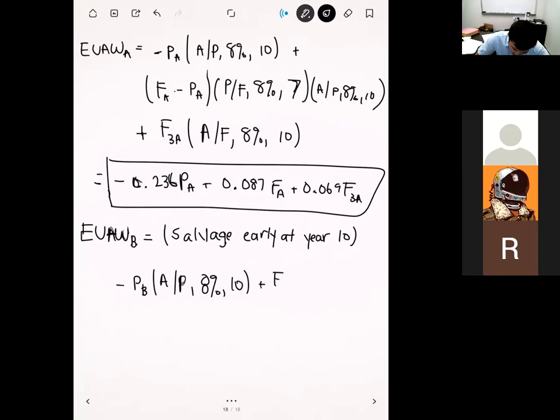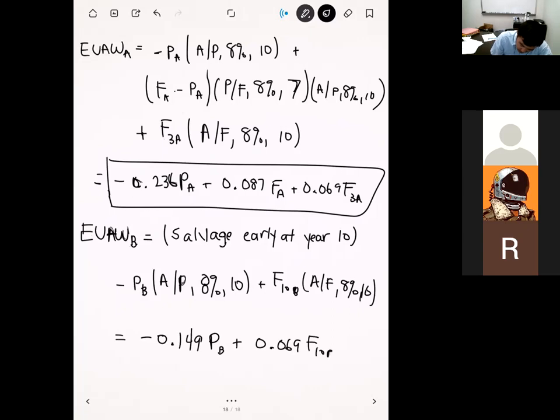Plus, we have an unknown salvage value, because we don't know how much option B is going to be worth after 10 years. So we'll leave it as a variable, F10B, and this is going to be A over F, 8% and 10 years. We fill in the values from the table, and what we get is minus 0.149 P sub B plus 0.069 F10B.